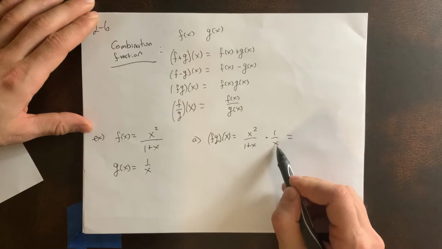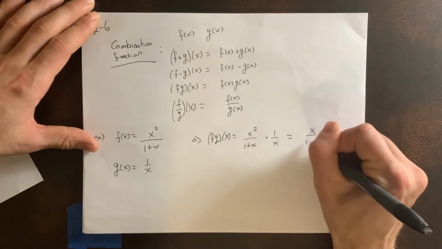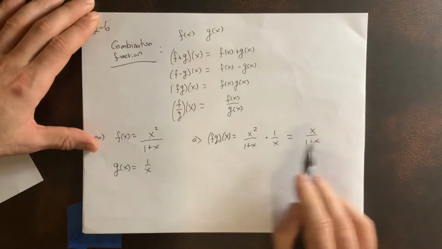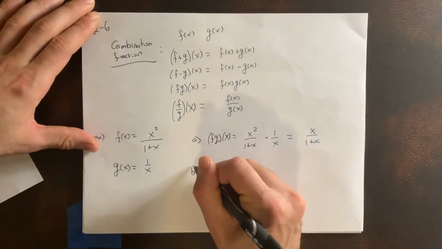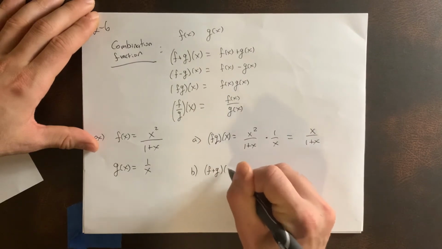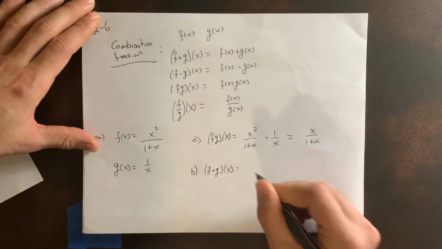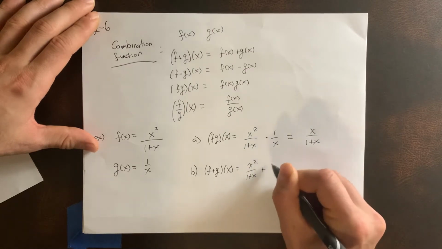Okay, but here this x on the bottom is going to cancel out with one of these x's on the top. So this is just going to be x over 1 plus x. So f g of x is just equal to that. How about let's do f plus g of x. Okay, so we're going to have x squared over 1 plus x plus 1 over x.